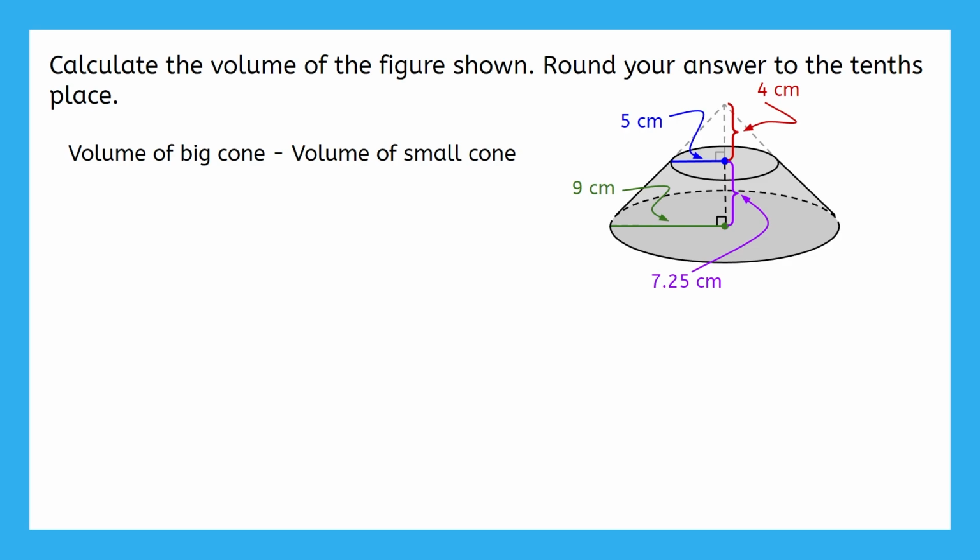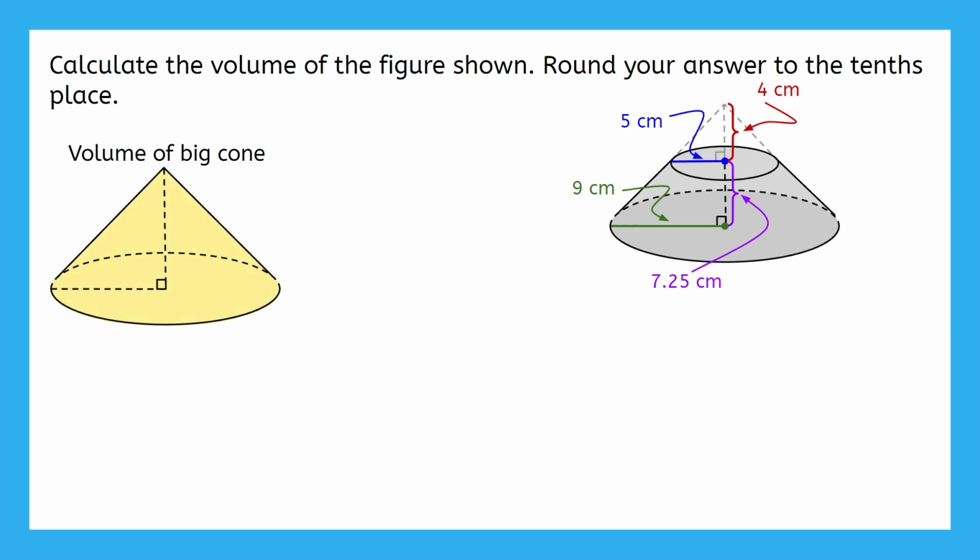All set? Let's start with the volume of the big cone. Here's our formula for the volume of cones. The area of the base of this big cone is pi times 9 squared. And the height is, wait a second. What is the height of the big cone? It's 7.25 plus 4, which is 11.25. Let's bring that up here for safekeeping.